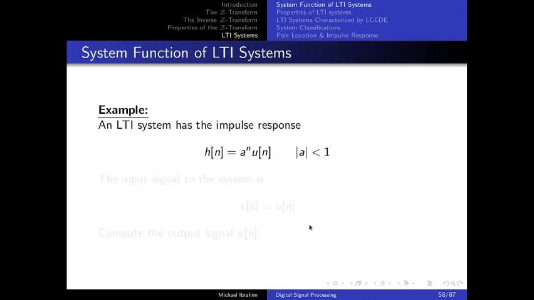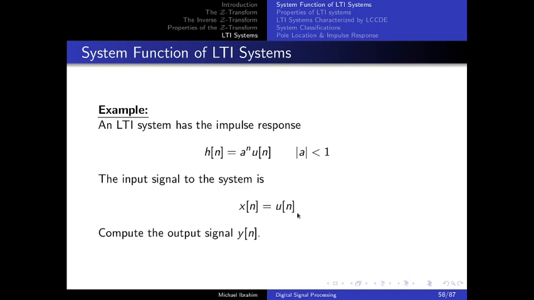Example. Let's say we have an LTI system whose impulse response is a to the power n u of n, and the input signal to this system is u of n. Let's try to find the output signal y of n. In other words, I can ask you to find the step response of the system, because the input x of n here is the unit step. Of course, since it's an LTI system, the output y of n would be the convolution between x of n and h of n. So this problem can be solved in two approaches.